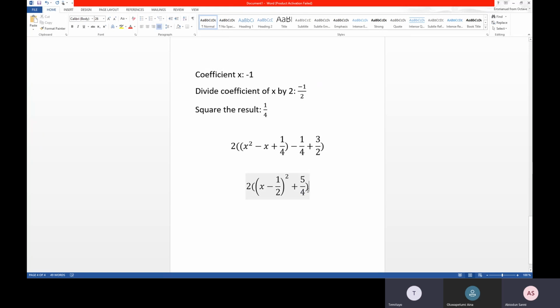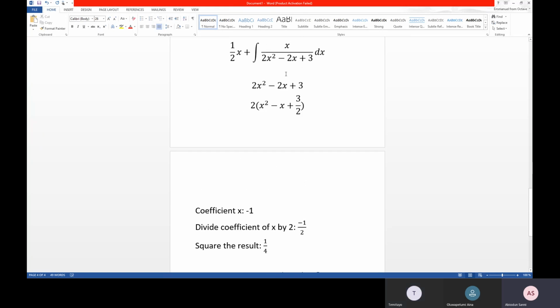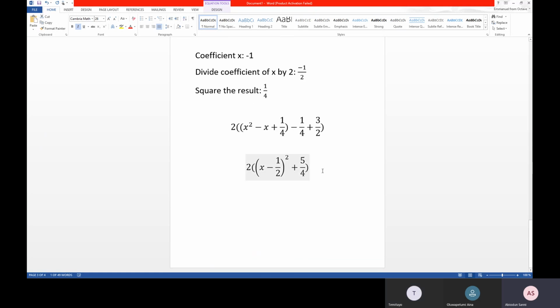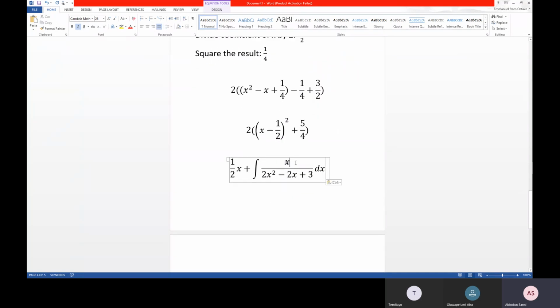So it means you have been able to complete the square for this expression. Now, before we proceed, let me copy this line down here so that you can pick it up from there. I told you that the numerator is not a constant. You have to have that in mind. So how can I get rid of this?